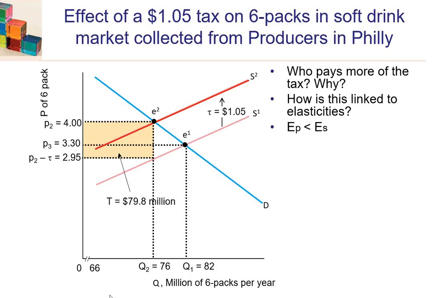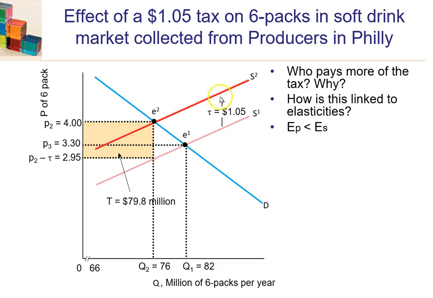So in this example, recall that there is a $1.05 tax imposed on the sellers for every six-pack sold in Philadelphia. See the corresponding video that analyzes the soda tax impact on sellers for more details. But in that video, we show E1 is the equilibrium point, at a price of $3.30 and a quantity of 82 million six-packs in Philadelphia sold before a tax is imposed.